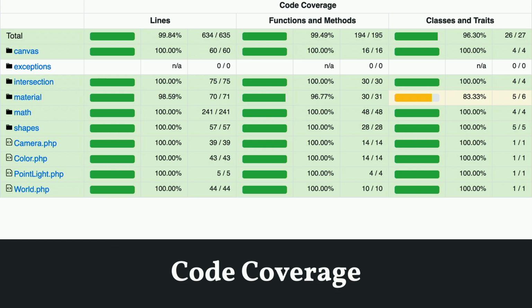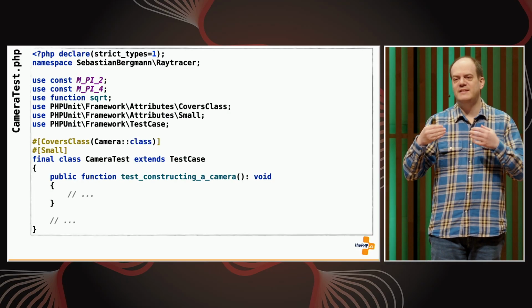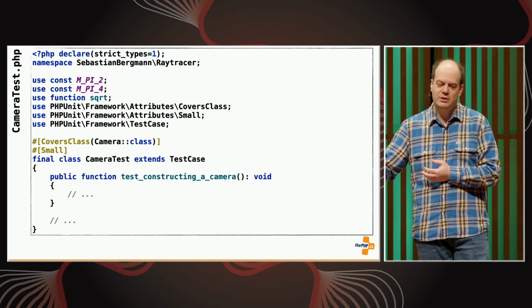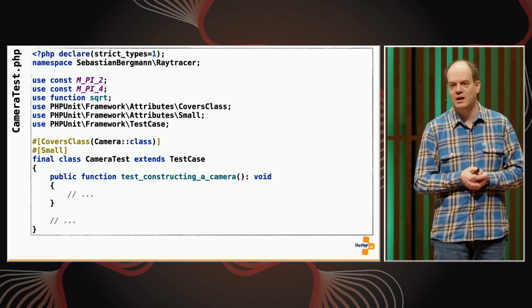So, talking about features that not everyone knows about, first one, well, code coverage is something that probably a lot of you already know about, but there are some really interesting small features in there that can make code coverage even better. For example, and maybe you have seen that at some point already, you can make your intentions clear in your test code, what you intend to cover with this test, what you intend to test with this test. And you do that with the covers class attribute.